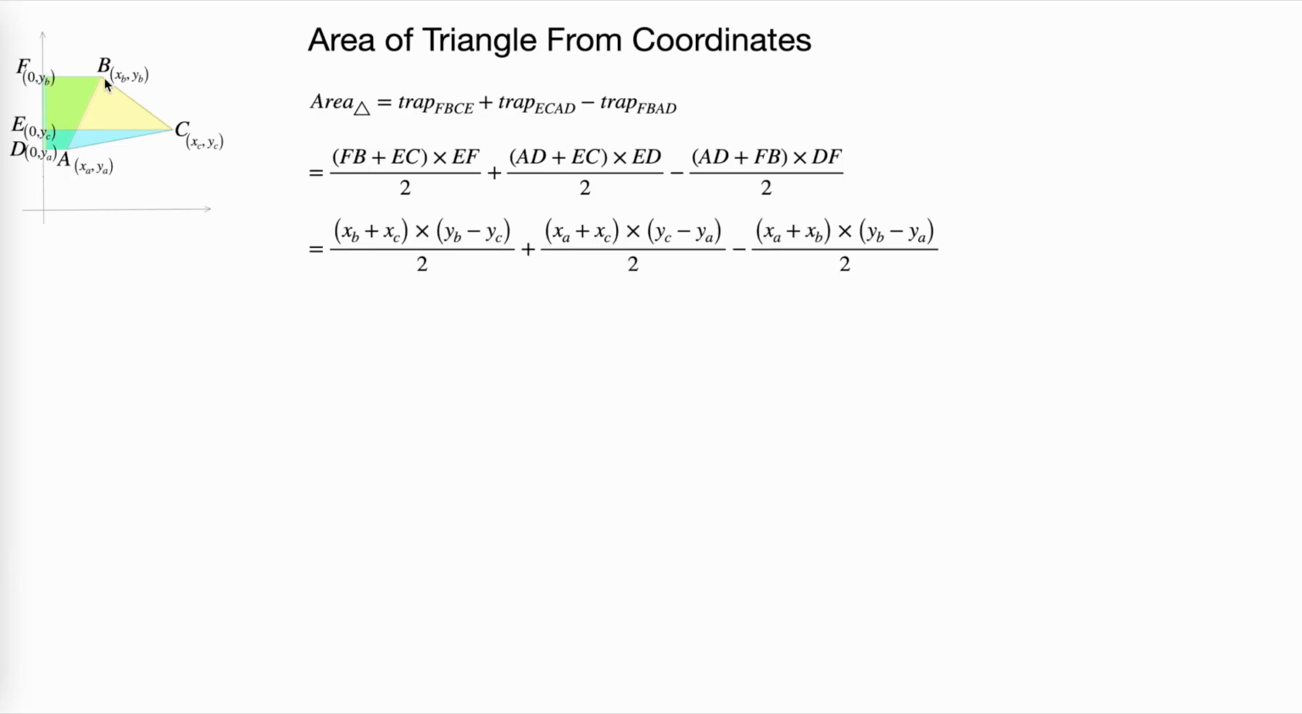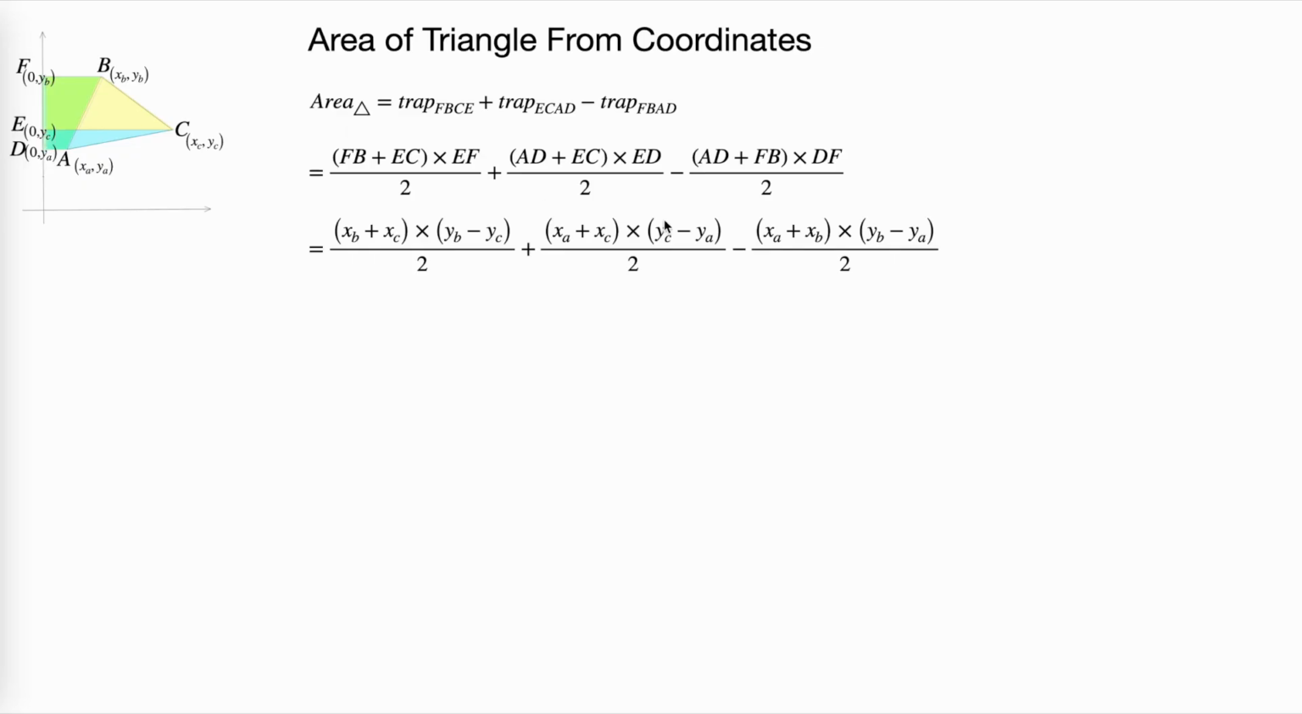F to B: they have the same y value, so the distance is delta x, which is xb take away 0, which is just xb. EC is, for the same reason, just the x of the C value, times EF. The height: the x's are both 0, so it's the difference in the y's, yb minus yc, all divided by 2. The next trapezium, A to D, is xa take away 0, which is just xa. EC is xc take away 0, which is xc, times the height, which is the difference in the y's.